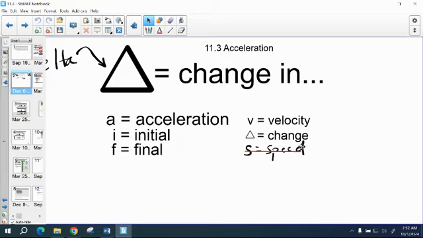So speed is 30 miles an hour. Velocity is 30 miles an hour due north, 30 miles an hour east. It has direction and a magnitude.